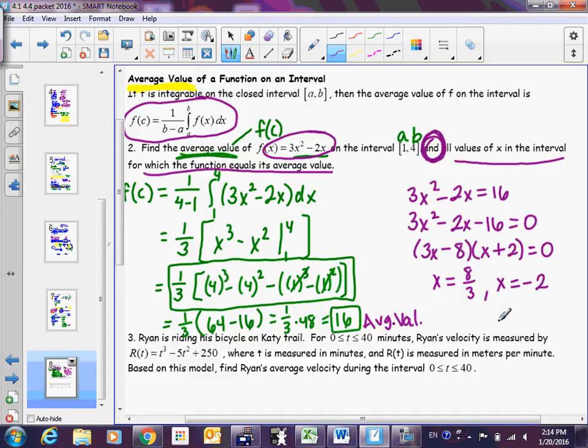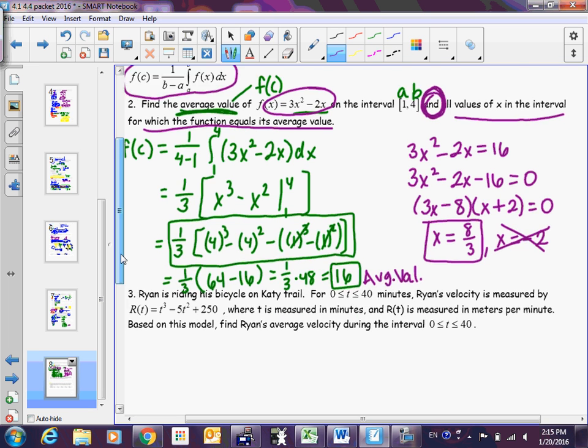Okay, just like the last time, we need to double check something. Are these numbers in the interval 1, 4? At least one of them should be. That's what the theorem states should happen. 8/3 is, but -2 is not. -2 is not between 1 and 4. So it is like an extraneous solution. It's not an answer. Okay? All right, so that's how you answer these mean value theorem, average value formula problems.